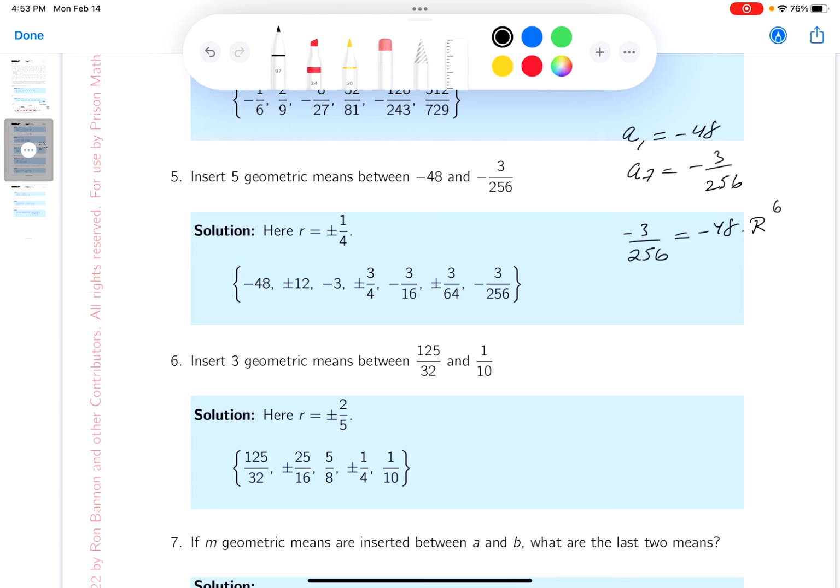So, I gotta do something here. What am I going to do? I'll divide both sides by minus 48. And what do you get? Well, you get 1, and then you get 256 times 16. Now, the reason I said 16, 3 goes into 48 16 times, and that equals r to the 6th power. I'm kind of looking at this, and I'm looking for some nice number, by the way.